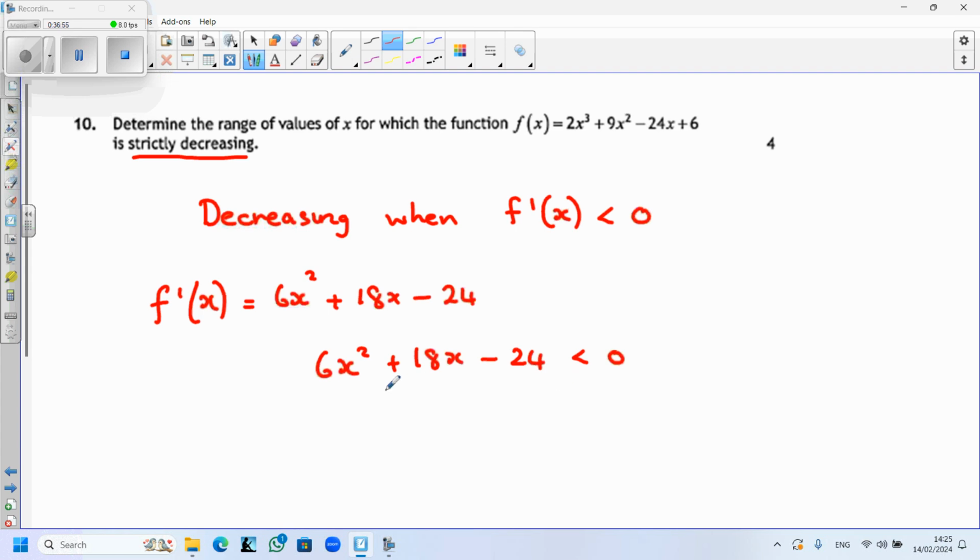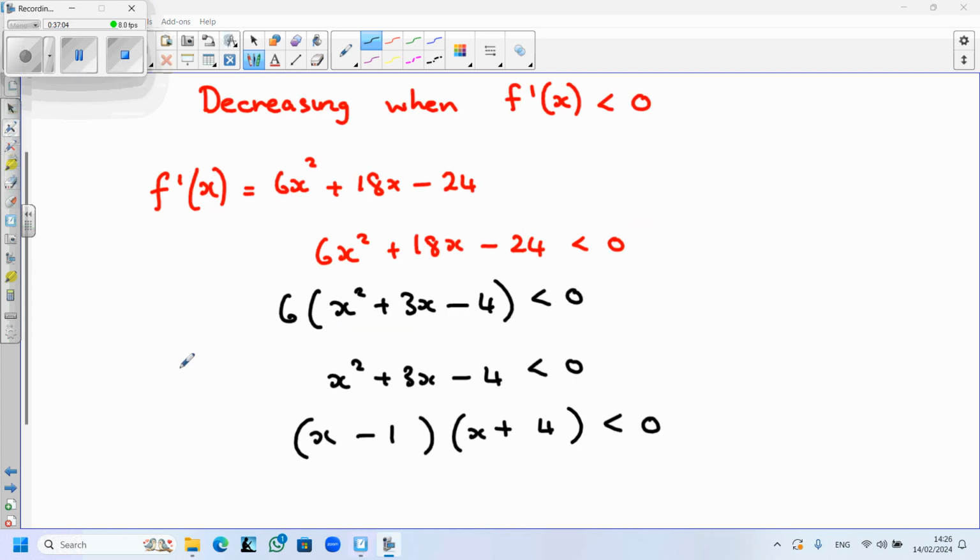So what we want to do is we want to factorise this. I can see a common factor of 6. I'm going to take that common factor out and then I'm going to factorise the brackets. I've taken out the common factor of 6. I've divided both sides by 6. It just leaves me the quadratic, which is much simpler. I've factorised the quadratic. 2 numbers that multiply to give us -4. Combination gives us 3. We've got them there in the bracket.